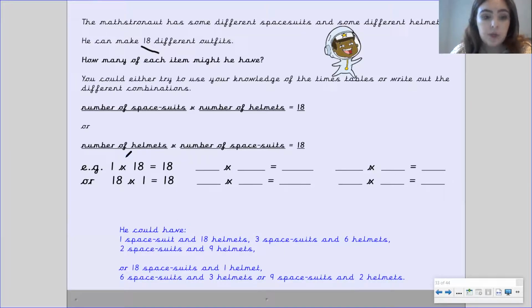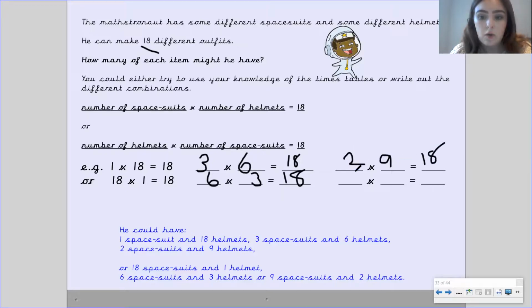Okay, so we could have, as we said, 1 spacesuit and 18 helmets. We could have also had 3 spacesuits and 6 helmets, or 6 spacesuits and 3 helmets. Or we could have had 2 spacesuits and 9 helmets, or 9 spacesuits and 2 helmets. Those are some possibilities that we could have had.